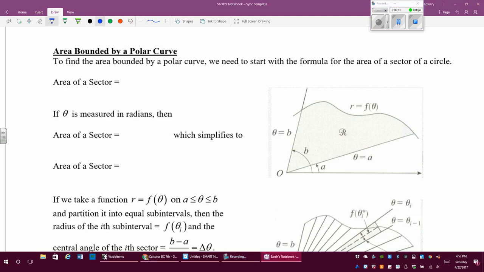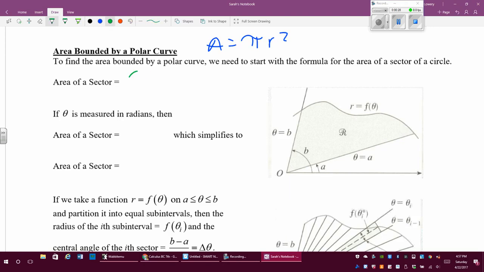So what I want to start with is remembering something from pre-cal, which is how to find the area of a sector. Now, we know that the area of a circle is pi r squared, right? But what if I only want part of that circle?